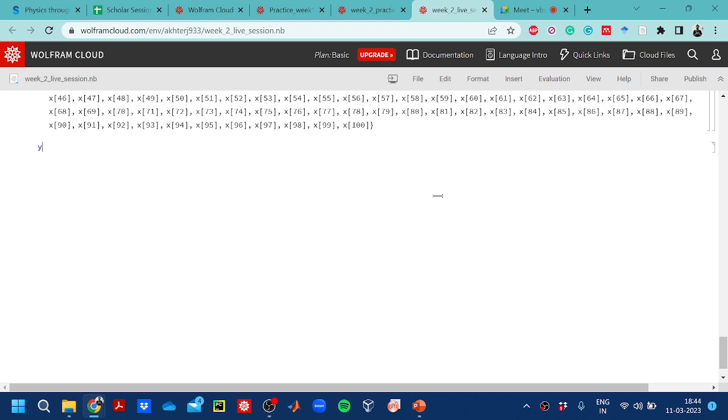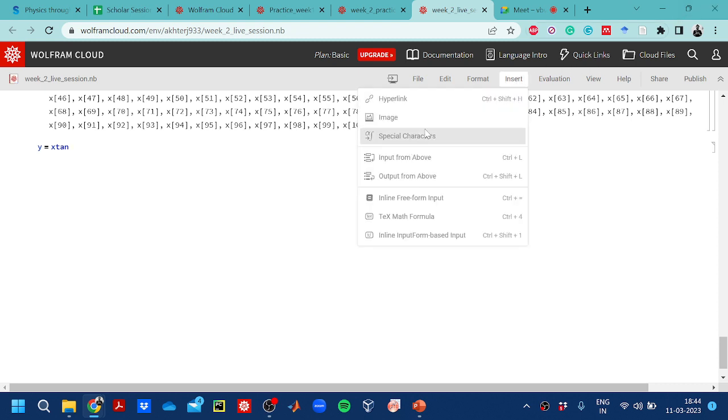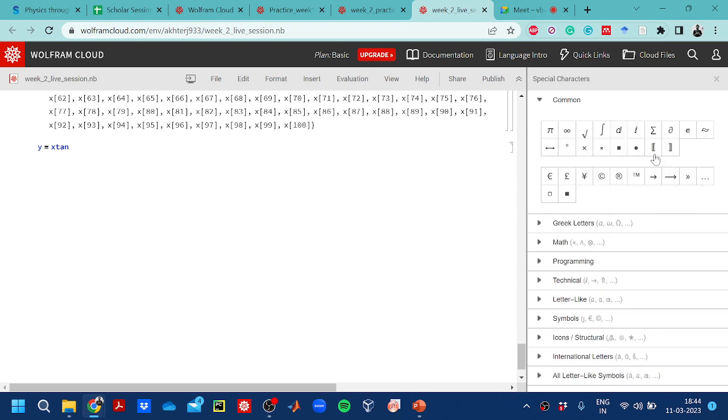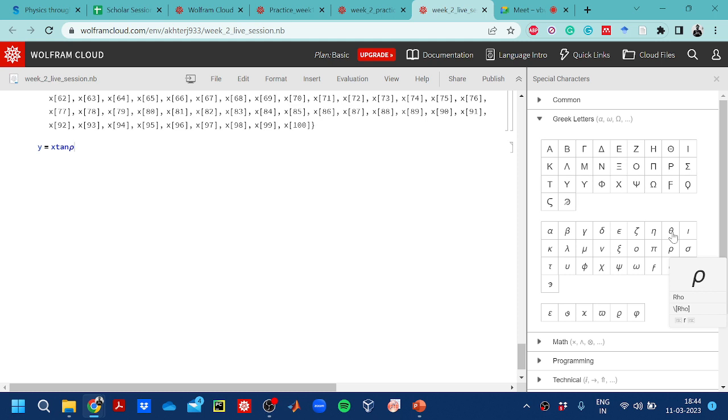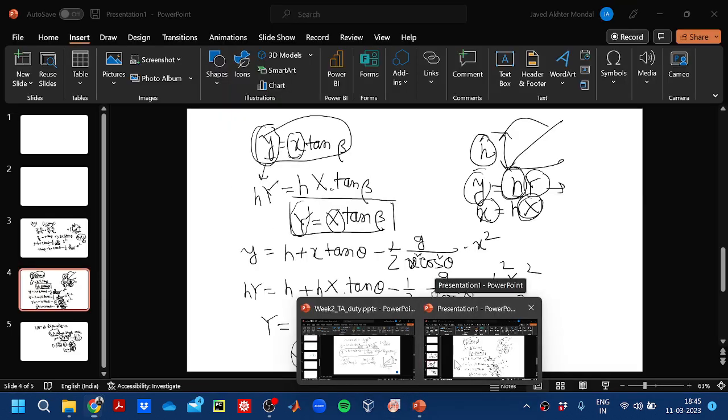So one equation is y equal to x tan. So we have to insert Greek letters here. So suppose this is our one equation, and the other equation we have is y equal to. So let us just write down the equations first, the dimensionless equations.